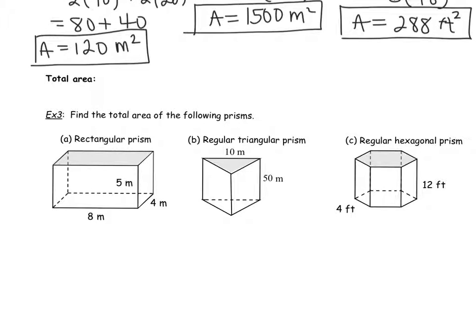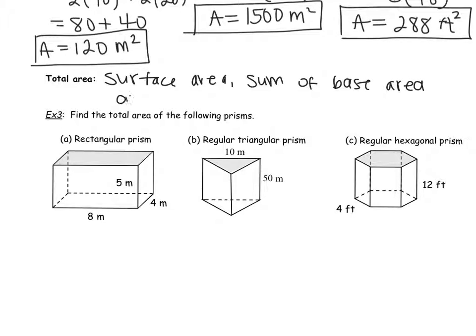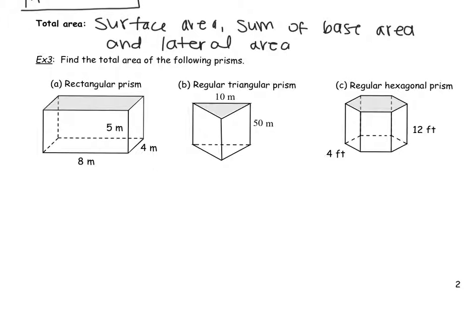Lastly, we're going to talk about total area, which is also known as surface area. It's the sum of the base area and lateral area. So it's taking all of those faces of our solid and adding their areas together, and we get the total surface area, the outside of our shape, or our solid. So we're going to find the total area of each of our prisms.